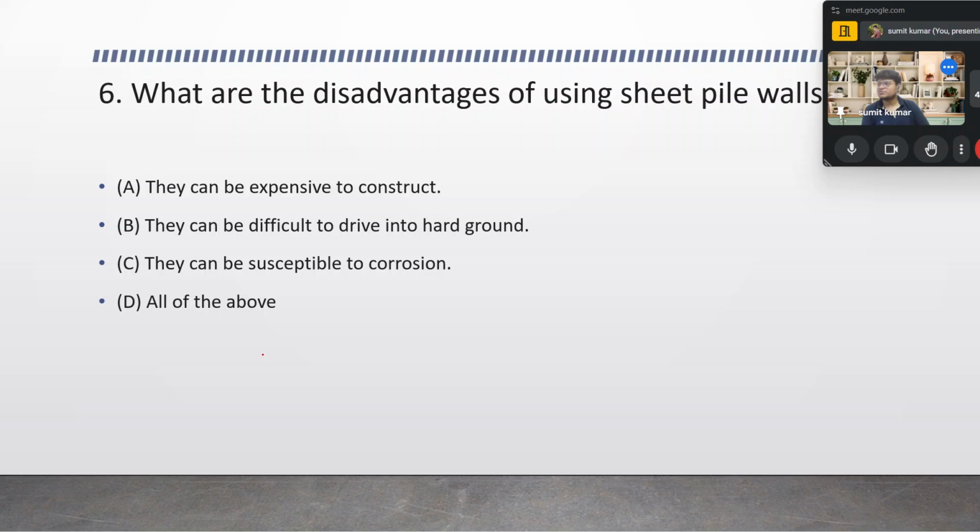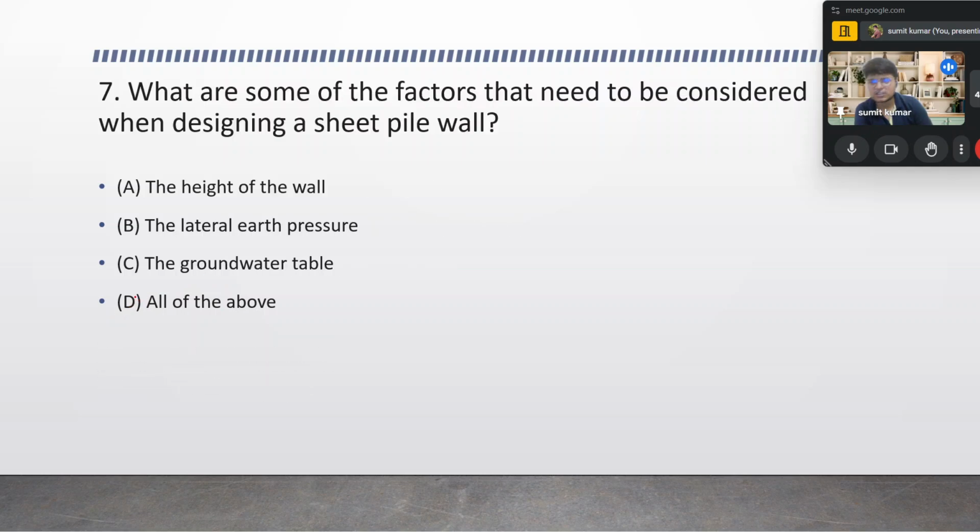I think so. We have seen that as well. So option D is the correct answer, right? Okay. Now, what are some of the factors that need to be considered when designing a sheet pile wall? First is height of wall, lateral earth pressure, groundwater table, all of the above.